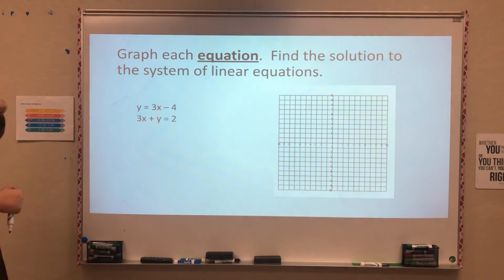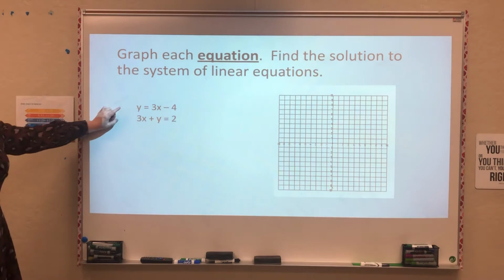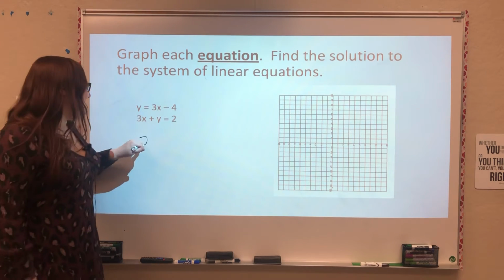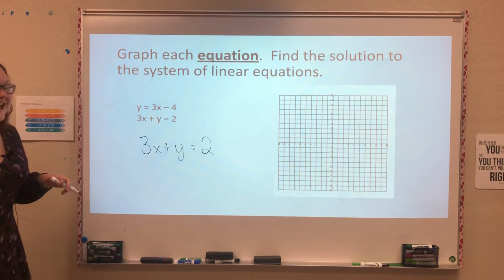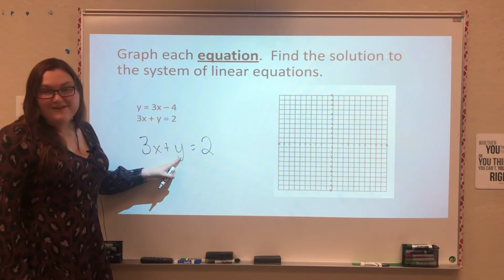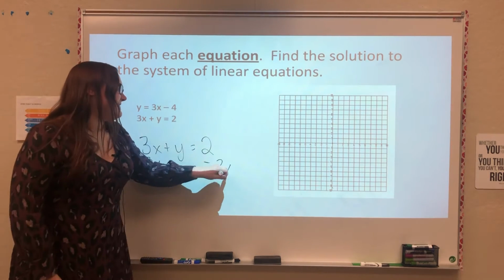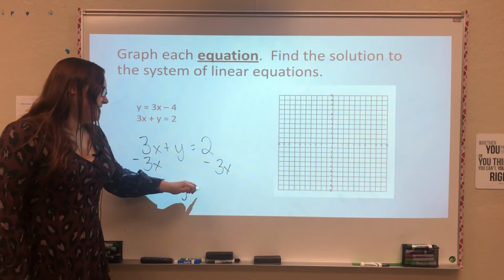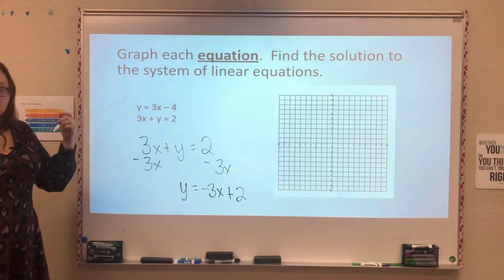All right. Well, the one thing you could do, even if you don't have graph paper, is I can't graph both these lines until they're both in slope-intercept form. This equation here is not in slope-intercept form. So I need to do that. When I go to change it in slope-intercept form, I'm trying to get y by itself. So I need to get rid of this 3x by subtracting. That gives me y equals -3x plus 2, and it's already in slope-intercept form.